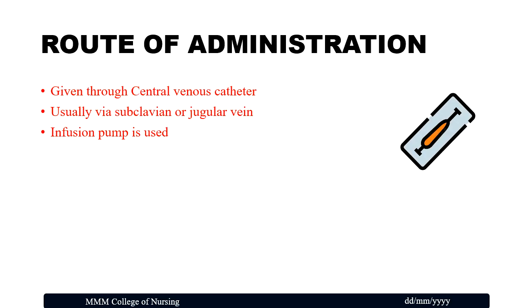Okay. Moving on to the route of administration. It is given through a central line because it's highly concentrated. So usually via the subclavian or the jugular vein, a central venous catheter is inserted. Through that we give TPN. An infusion pump is also used to control the rate as well. Okay, the rate will be already set.